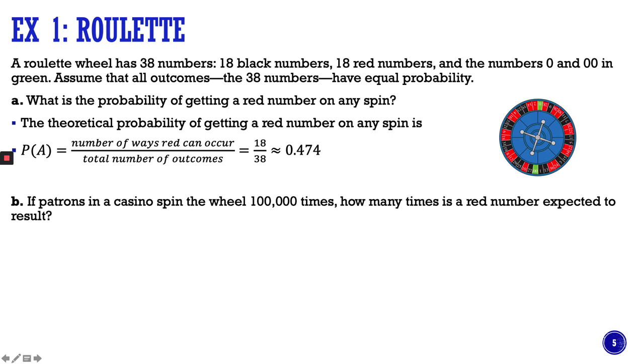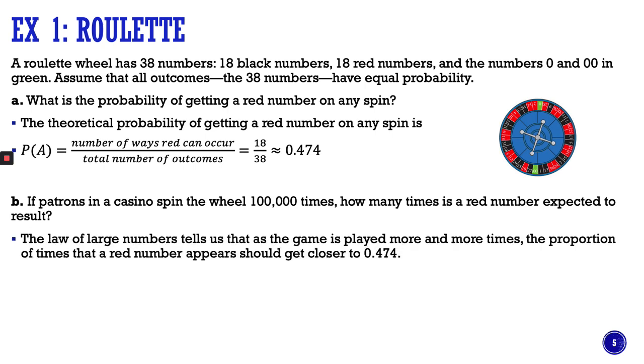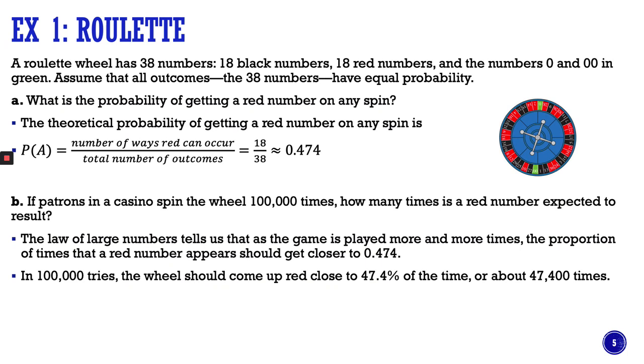If patrons in a casino spin the wheel 100,000 times, how many times is a red number expected to result? Well, the law of large numbers tells us that as the game is played more and more times, the proportion of times that a red number appears should get closer to 0.474. In 100,000 tries, the wheel should come up red close to 47.4% of the time, or about 47,400 times. And this would be true for black as well, because there's the same number of black ones.